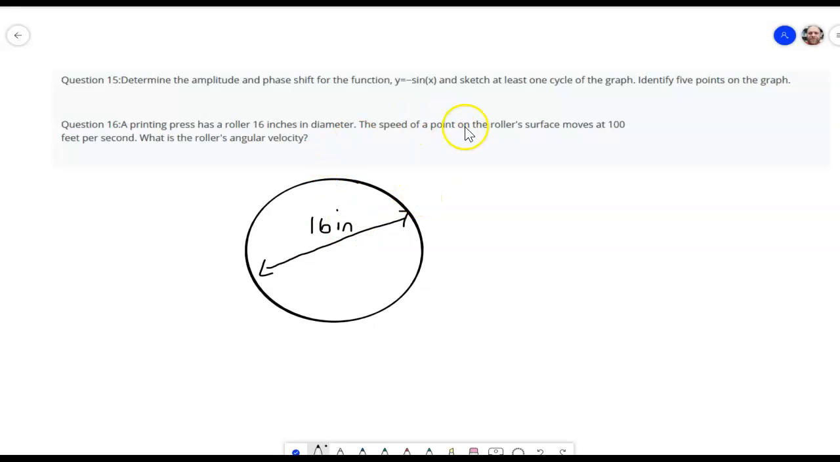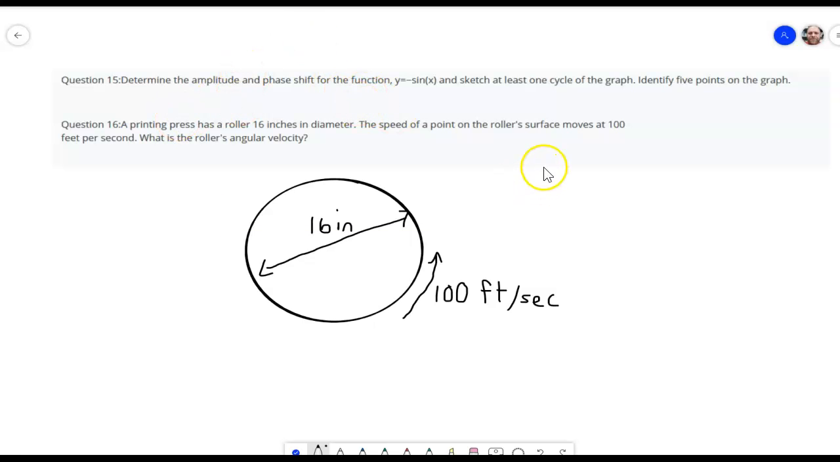The speed of a point on the roller surface is 100 feet per second. So that speed going around it is 100 feet per second. All right. What is the roller's angular velocity? What is the roller's angular velocity?